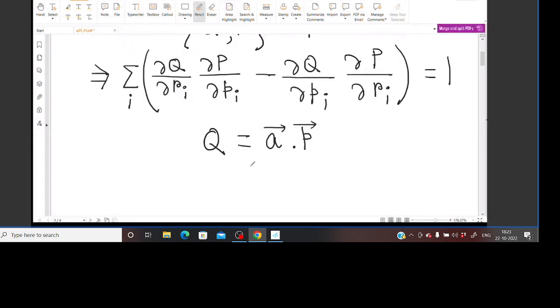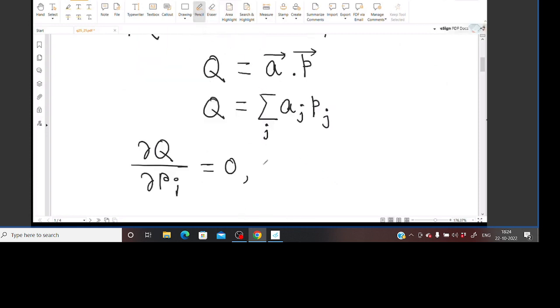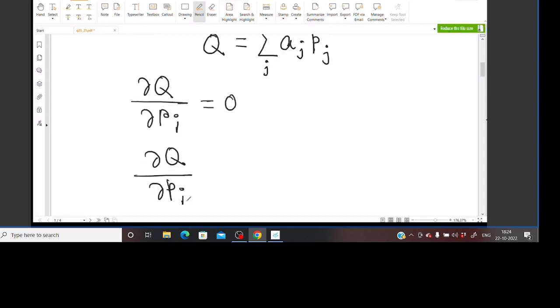Now capital Q is equal to A dot small p. This capital Q can also be written as sum over j Aj into small pj. So del capital Q del Ri is equal to 0. Del capital Q del small pi is equal to sum over j Aj delta ij. This can be simplified to Ai. So del capital Q del small pi is equal to Ai.